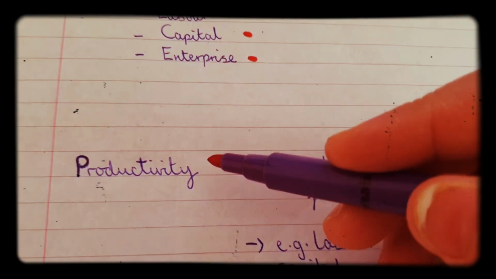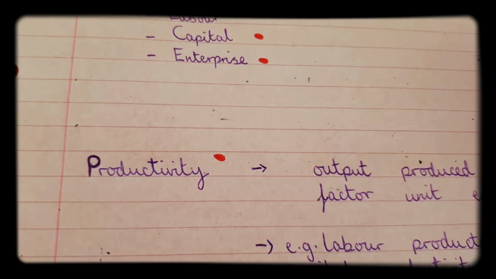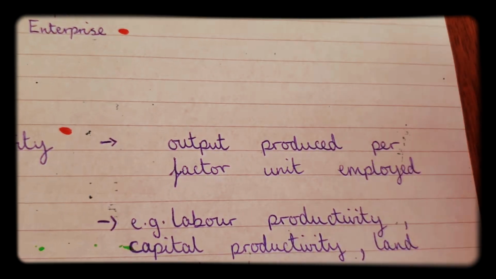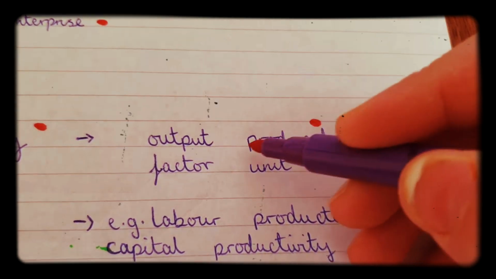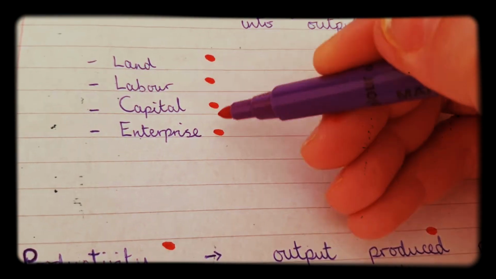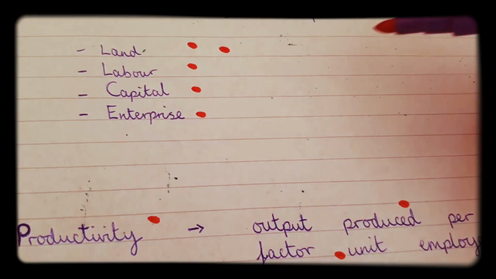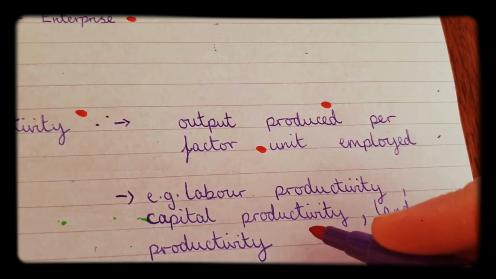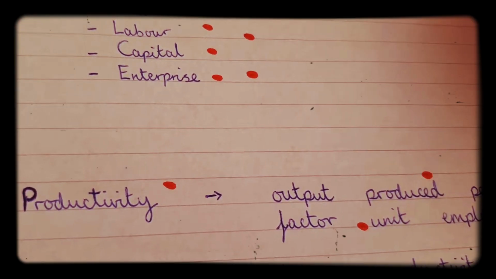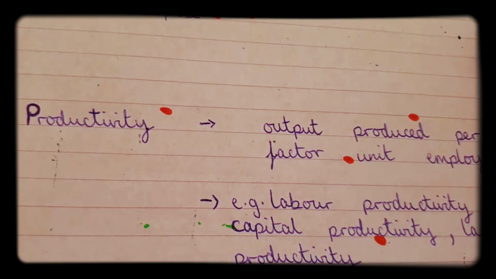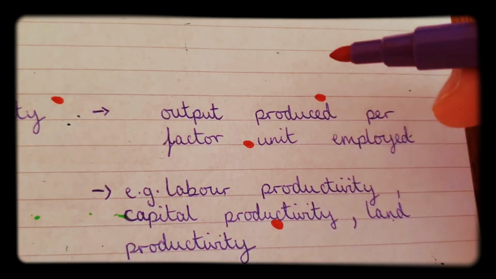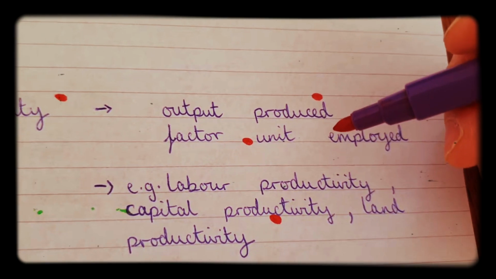Now, productivity is another term you'll come across within economics, and this can often lead to some confusion. So we have productivity in general, which is output produced per factor unit employed. So these are all the different factor units. That means we can have land productivity, labor productivity, capital productivity, and we can even have the productivity of the entrepreneur as well. Each of these factor units can have their own productivity levels. So productivity, once again, is how much output can be produced by one of the factor units.